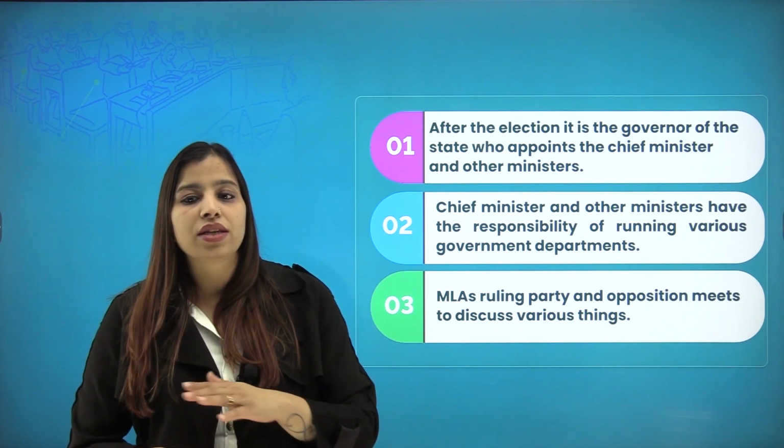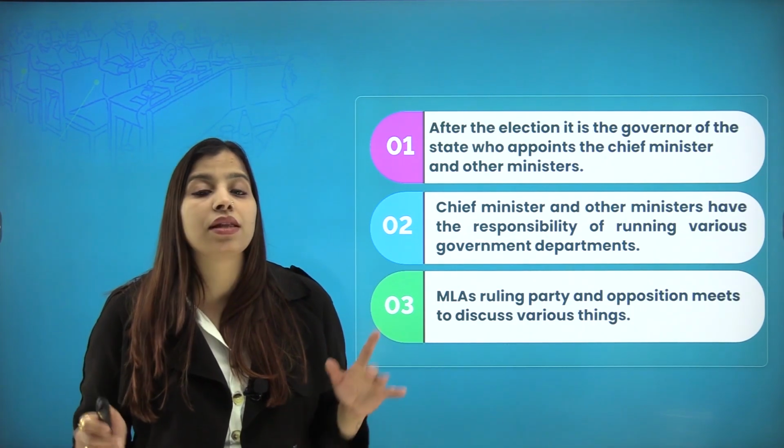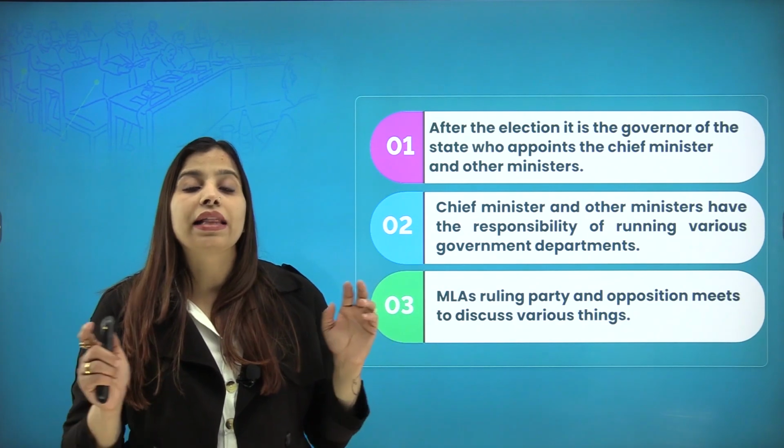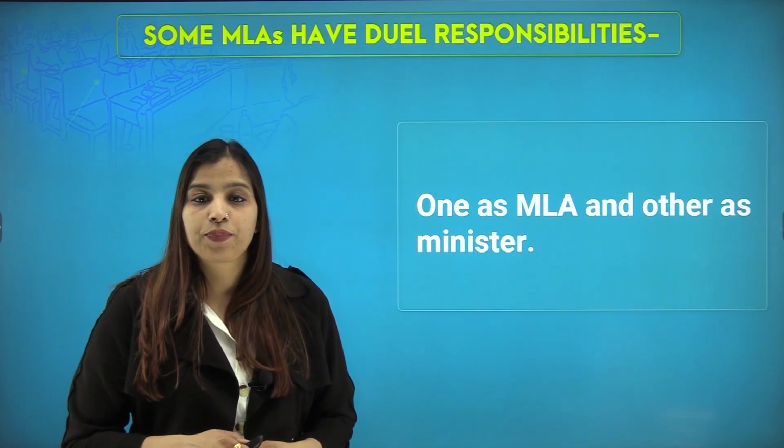MLAs from the ruling party and the opposition meet to discuss various things. Where do they meet? They meet in the assembly hall. And that is why we call them members of the legislative assembly.